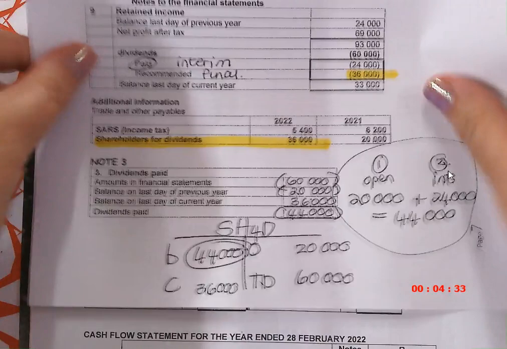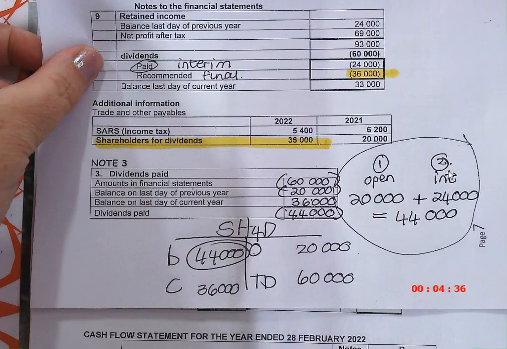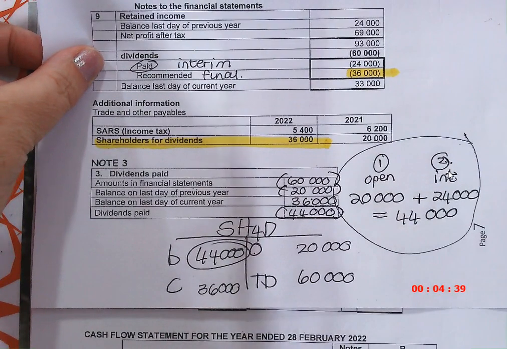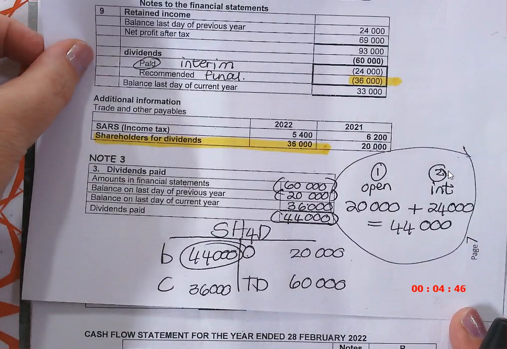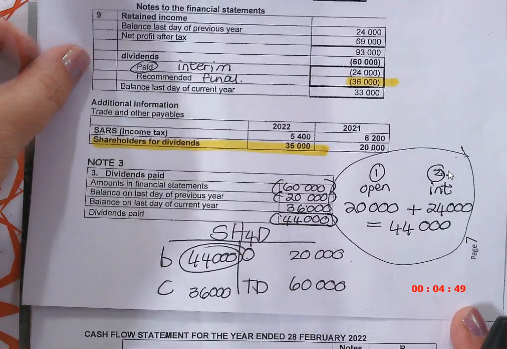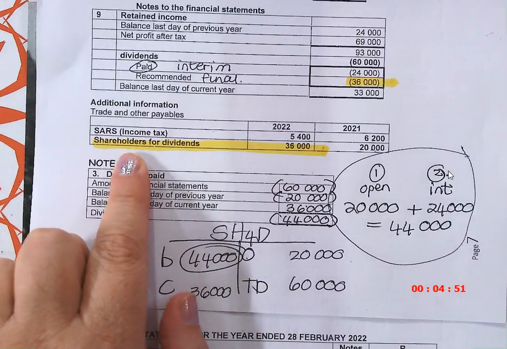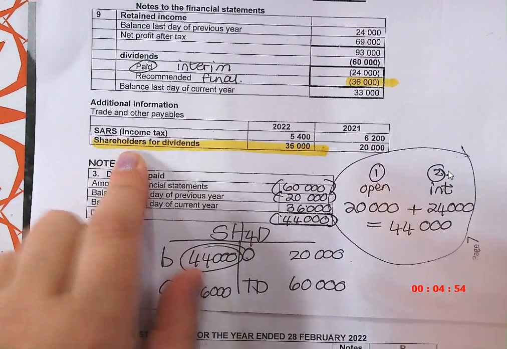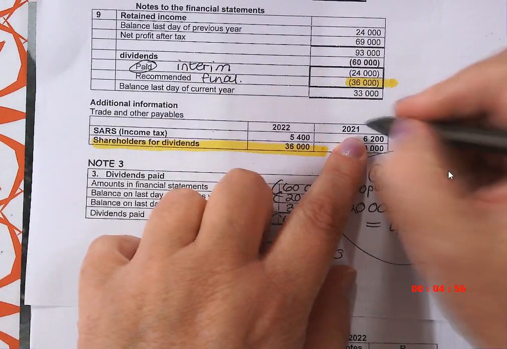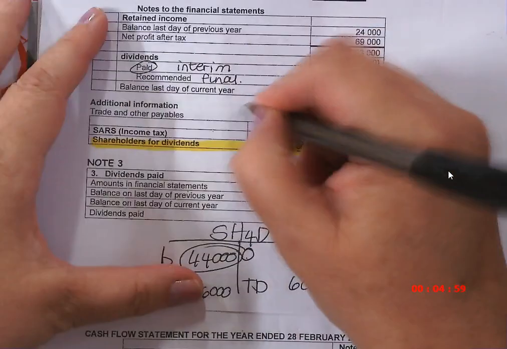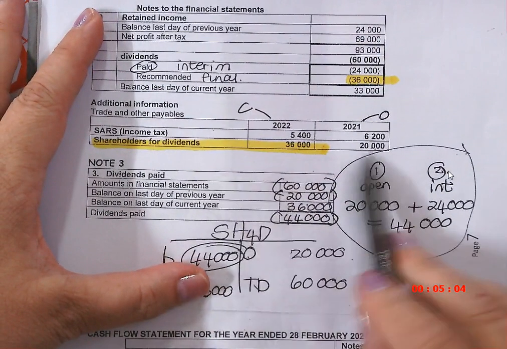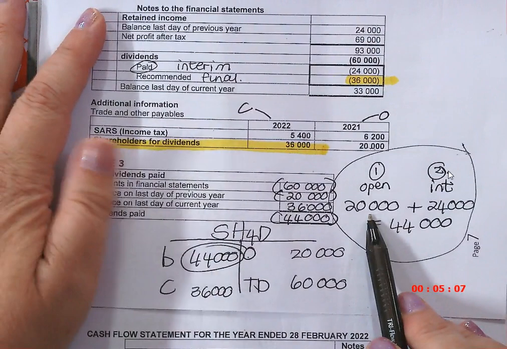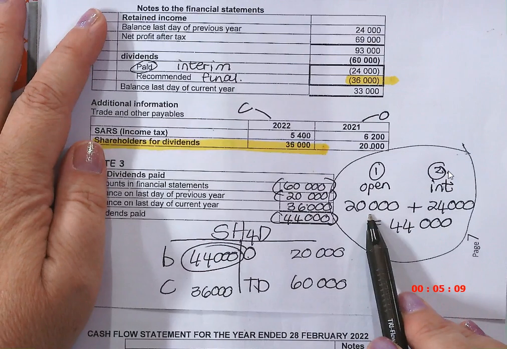Now, the easiest for me is always the opening plus the interim. If I look at the opening, you're going to look if you find shareholders for dividends. Do you see shareholders for dividends? Yes, there it is. And can you see 2021 is the opening and 22 is the closing. So can you see the opening is 20,000? You guys get it? Okay.